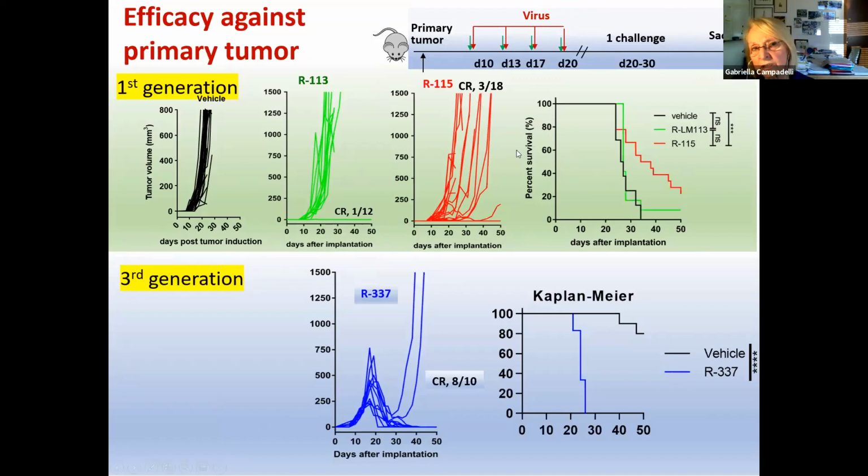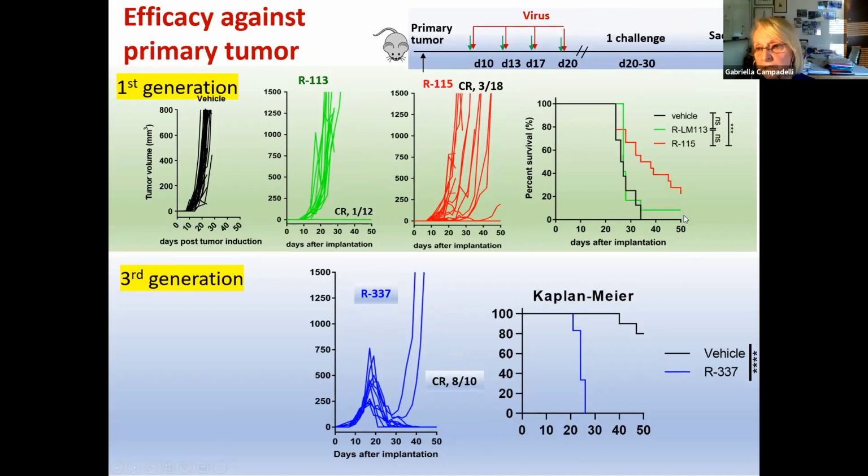These are the first generation virus. The virus which does not have IL-12 actually behaves very modestly. When IL-12 is inserted, there is a delay in tumor growth. And when we administer the third generation virus, you can see that the tumor grows and then the tumor regresses, and we have a complete response in 8 out of 10 mice.